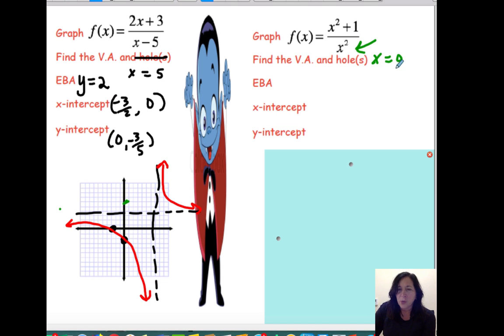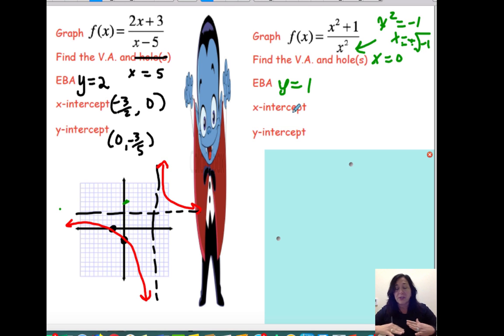All right, so what's going to happen here is we have an end behavior at y equals 1, because see how these are the same values like that. X-intercept, this one here is x squared equals negative 1, which basically means x equals plus or minus the square root of negative 1, which is an imaginary number. So that also tells me that for my x-intercepts, they're not crossing the x-axis. So that's happening. This is imaginary, so there's no x-intercepts.